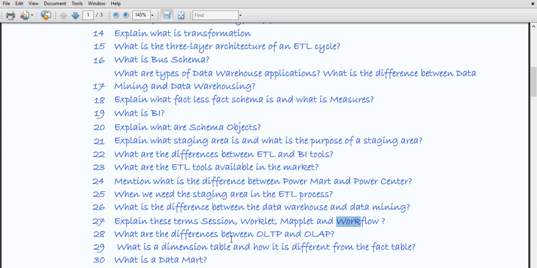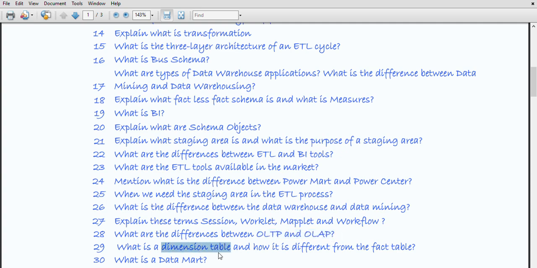Then what is the difference between OLTP and OLAP? OLTP stands for online transaction processing and OLAP stands for online analytical processing. Basically, OLTP is a relational database that is used to manage day-to-day transactions, and OLAP is a multi-dimensional system and it is also called a data warehouse.